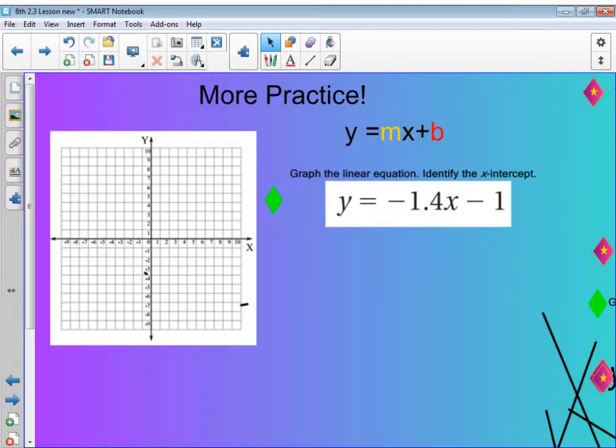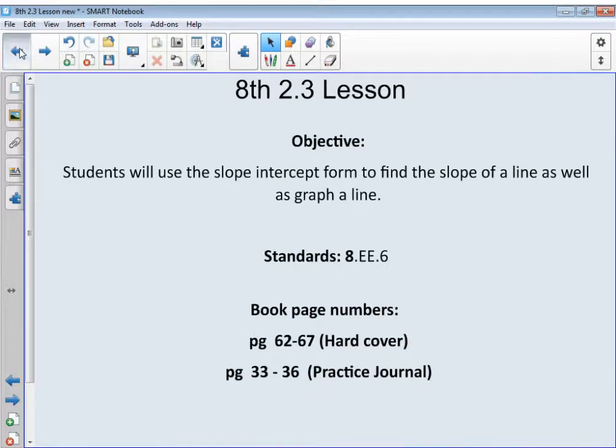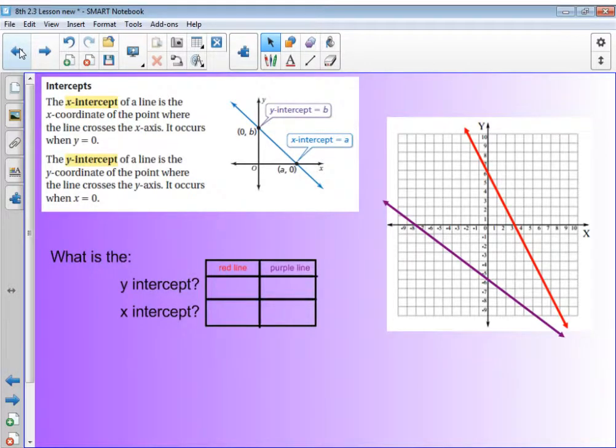Okay, so here's a couple where I just wanted to go through and work with you on understanding the difference between identifying the x-intercept and the y-intercept. So I'm going to jump back a couple slides just so I can review it with you, what that means. Okay, so y-intercept we should be very comfortable with. The y-intercept is where it crosses the y line, and you guys have been identifying that already.